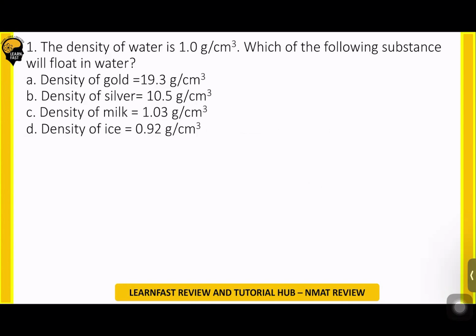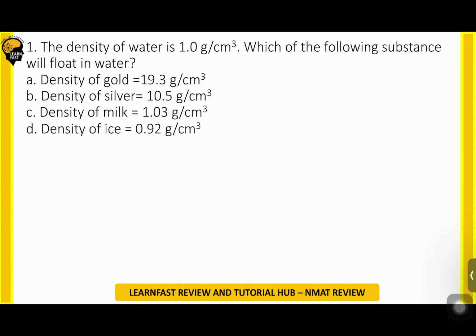So let's begin. Number one, the density of water is 1 gram per cm cube. Which of the following substance will float on water? Letter A, density of gold is equal to 19.3 grams per cm cube. Letter B, density of silver is 10.5 grams per cm cube. Letter C, density of milk is 1.03 grams per cm cube. And lastly, letter D, density of ice, which is 0.92 grams per cm cube.